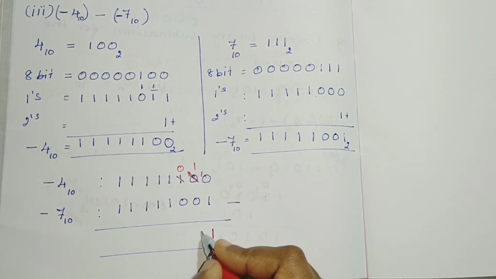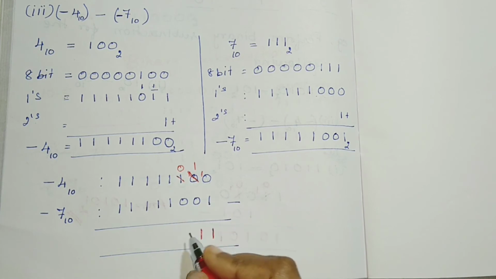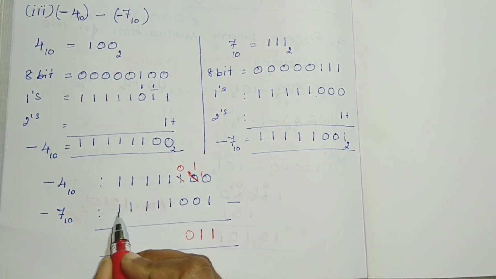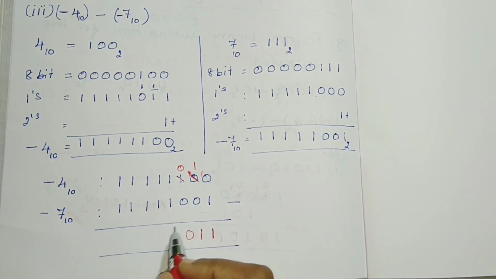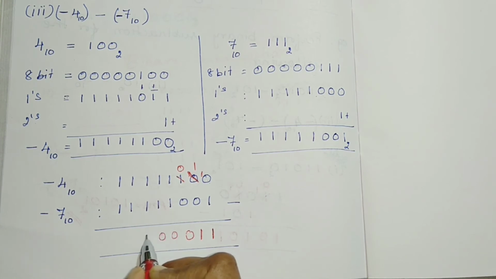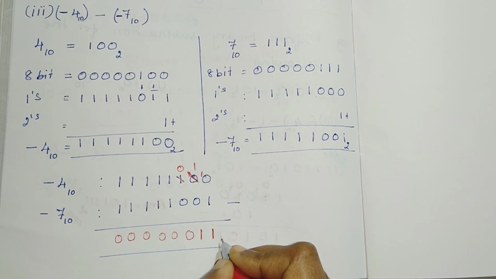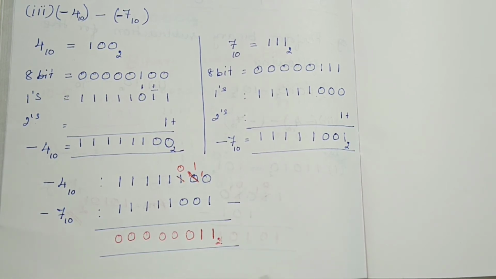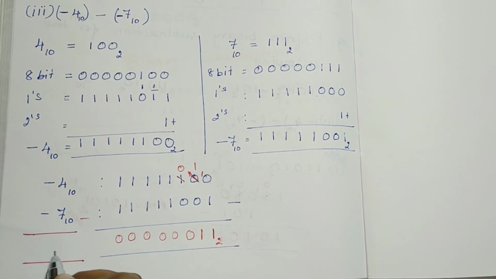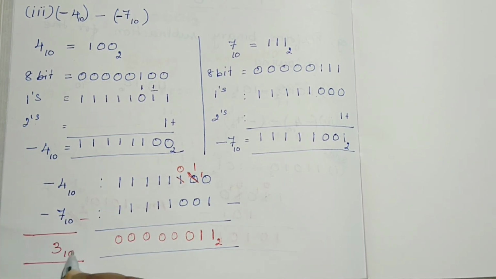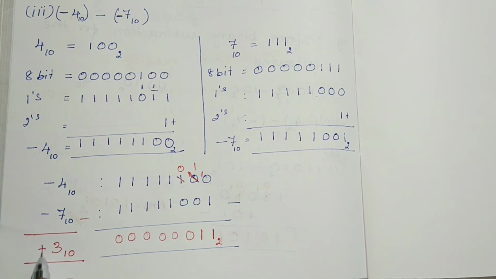And 1 minus 0 is 1. 0 minus 0 is 0. And 1 minus 1 for all the remaining bits is 0. And the final answer is 1 base 2. So look at the binary number, it is a positive number. When you subtract minus 4 minus 7, it is actually plus 3.